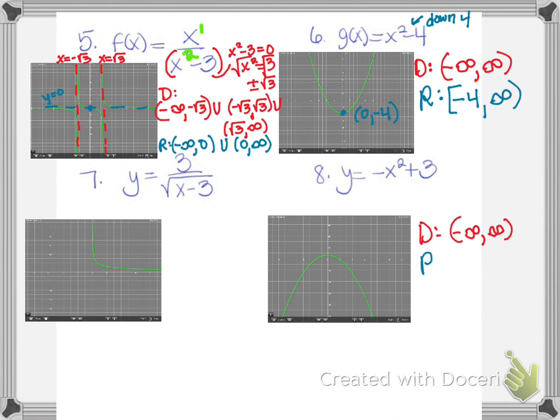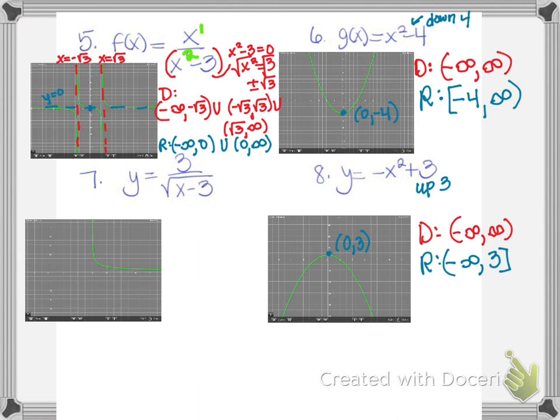But for your range, this parabola opens down. It's a parabola that's reflected over the x-axis and then shifted up 3. So the vertex is at (0, 3), but the parabola is facing down. The 3 is the highest value y ever has. So your range is negative infinity up to 3, and 3 is included.